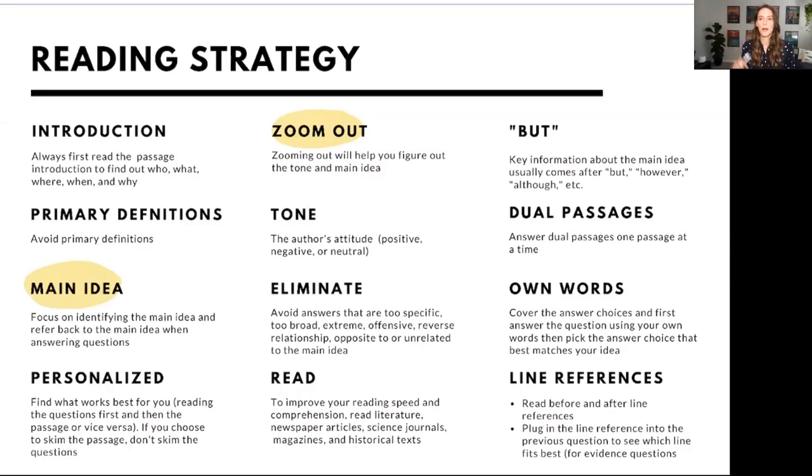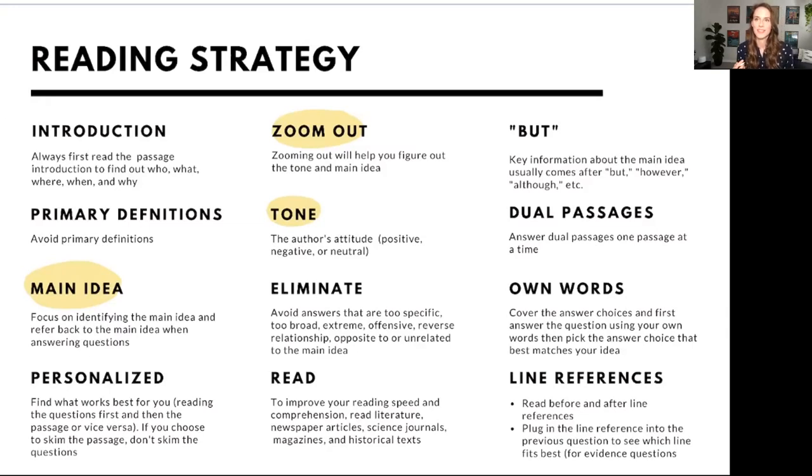So as you read for SAT reading passages, you want to keep in mind, I'm zooming out. I'm not going to get bogged down by the details as I'm reading it initially. And I'm going to look for the main idea. And I'm also going to look for the tone. Does the author feel positive, negative, or neutral about the subject matter? Because that enables me to eliminate incorrect answer choices.